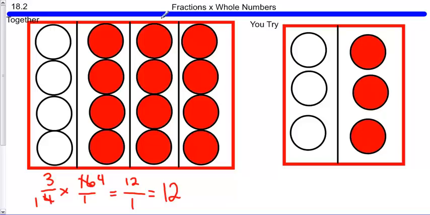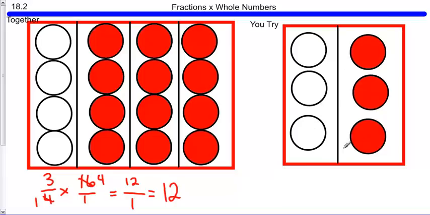Very good. Now, let's count how many circles are shaded. 4, 8, and 12. So that's how multiplying a fraction times a whole number is demonstrated visually rather than just plugging away at it on the paper. This is how you would draw it or color it or shade it.